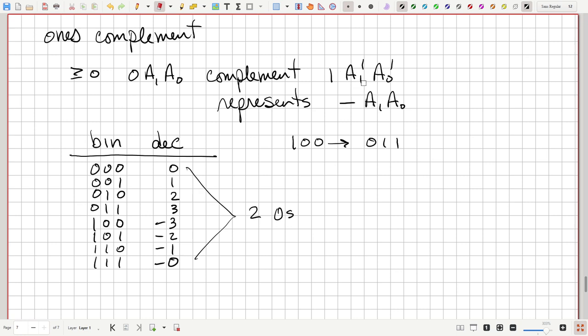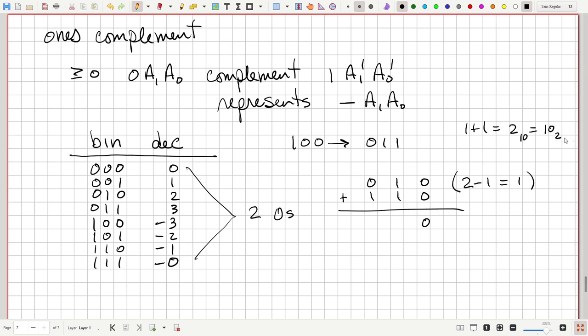Let's see if it fixes the problem of adding a positive and a negative number, in other words, doing subtraction. So let's look at 0, 1, 0 plus 1, 1, 0. What does this represent? 0, 1, 0 is 2, and 1, 1, 0 is minus 1. So 2 plus minus 1, or 2 minus 1, should be equal to 1. Let's do the addition. 0 plus 0 is 0. 1 plus 1 is what? 2. 1 plus 1 is equal to 2 in base 10, which is 1, 0 in base 2.